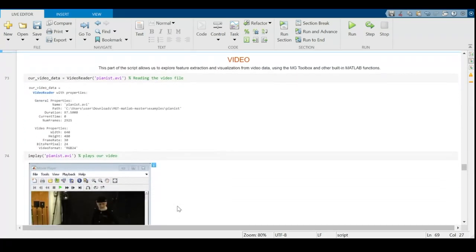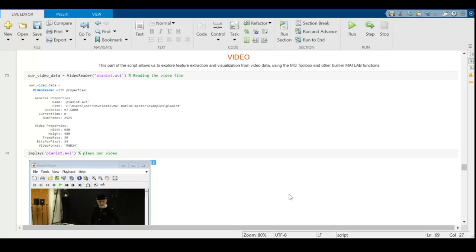Video data in multimodal music analysis refers to the visual recordings of a musical performance, which can include video footage of musicians, singers, dancers, and the overall stage or performance environment. Video data plays a crucial role in multimodal music analysis as it provides a visual representation of the performance and can be integrated with other modalities such as audio, motion capture, and physiological data to gain a more comprehensive understanding of the musical experience.